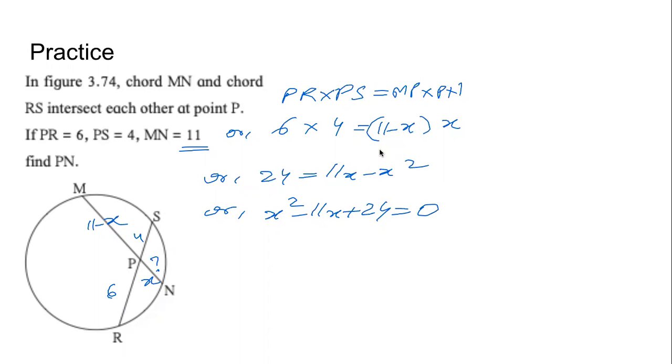So where did we study quadratic equations? In which chapter, which subject? Second chapter maths. Maths 1, chapter number 2. Now to find the value of x, which is the measure of PN, we will have to use the knowledge of quadratic equation. We can use the factorization method. We can use the completing the square method. We can also use the discriminant method, the formula method, to find the value of x.